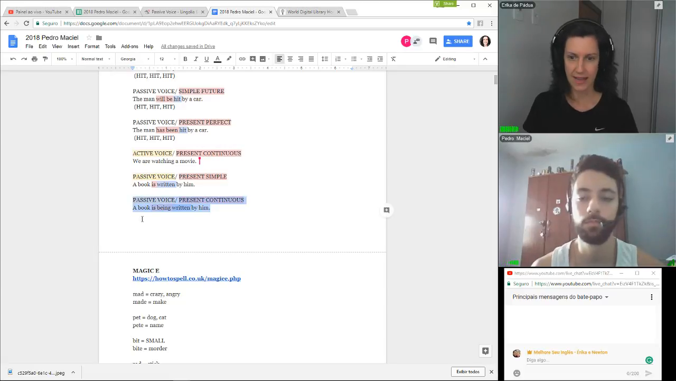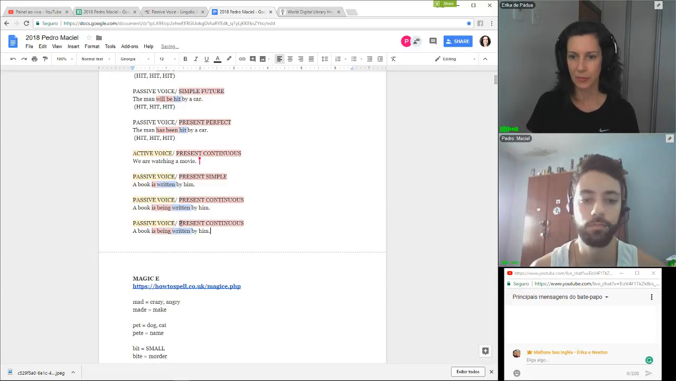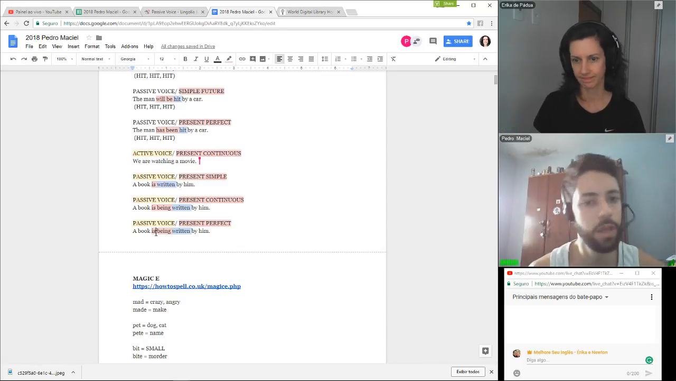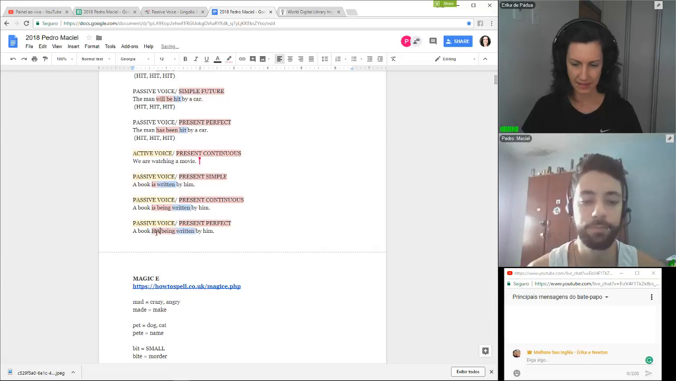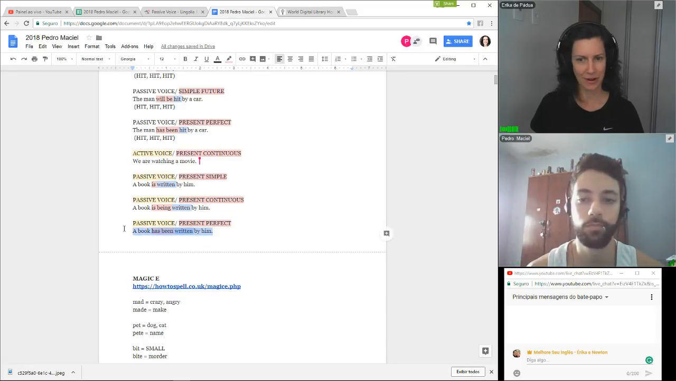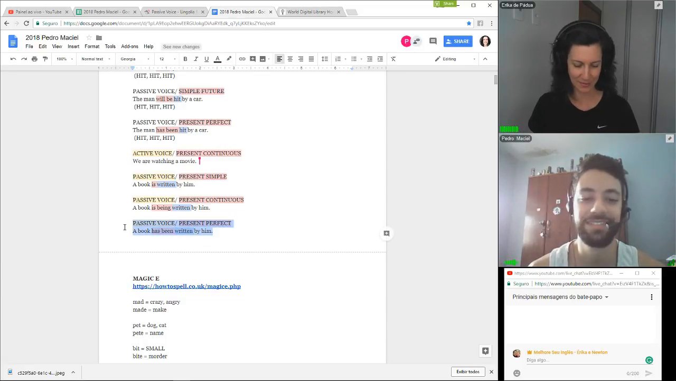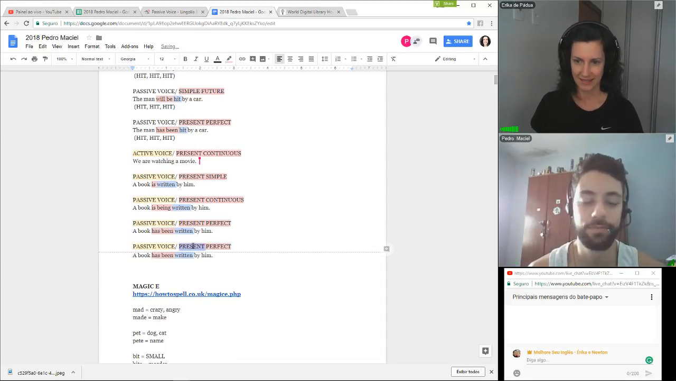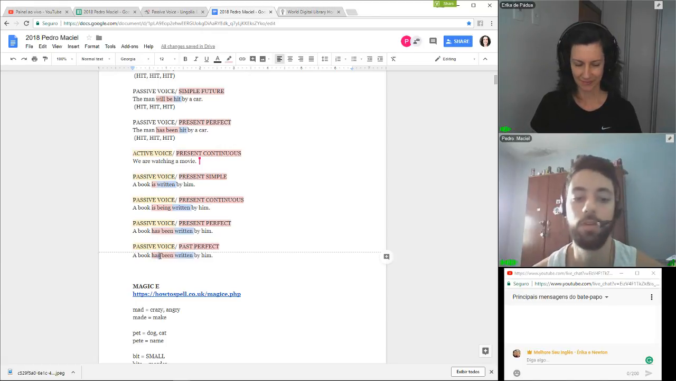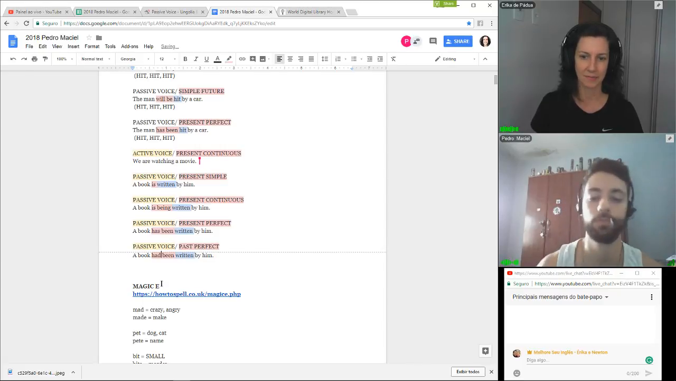So this verb has a duration. Let's see the present perfect. A book has been written by him. But here it's has, and been, the participle. So it's not being, but been. Written by him. Right. The continuous form doesn't work here. The present perfect continuous doesn't work well. Past perfect. Had. A book had been written by him. Yes.